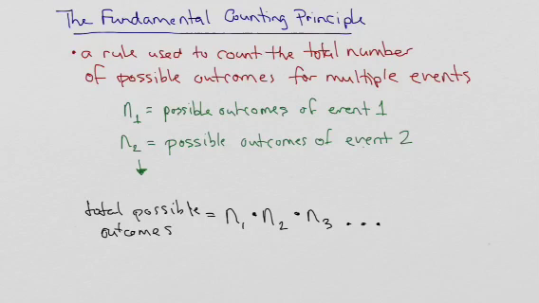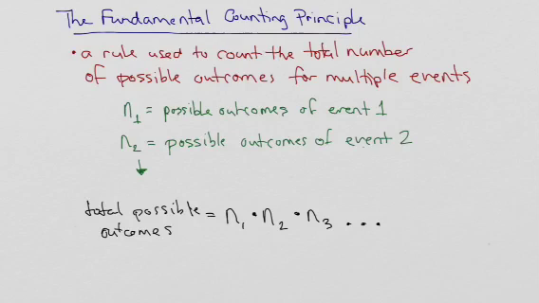Alright, today we're going to talk about something called the fundamental counting principle. It is a rule used to count the total number of possible outcomes for what we call multiple events. That means we have more than one thing happening, and we want to know how many different possible ways there are for that to happen.